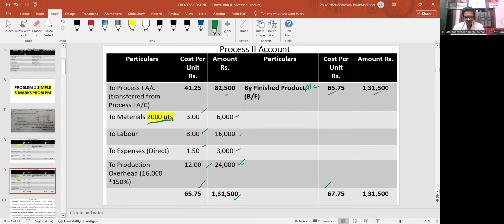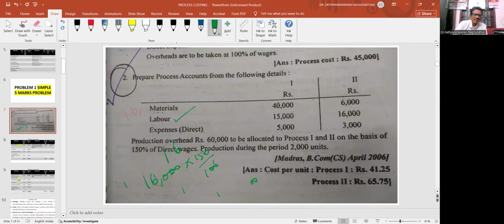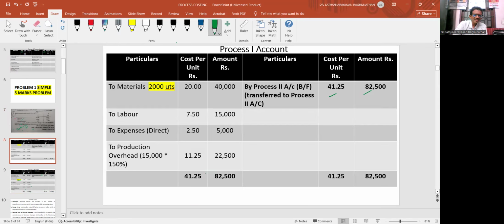So with this, this particular 5 marks problem comes to an end. For process 1 account, marks will be shared in such a manner: for process 1 account, 2.50 marks will be given. For process 2 account, 2.50 marks will be given. So this is a 5 mark question. 99% this particular question will not be asked in 10 marks. 100% these questions will be asked only in 5 marks. Okay. Please take the screenshot of the solution.